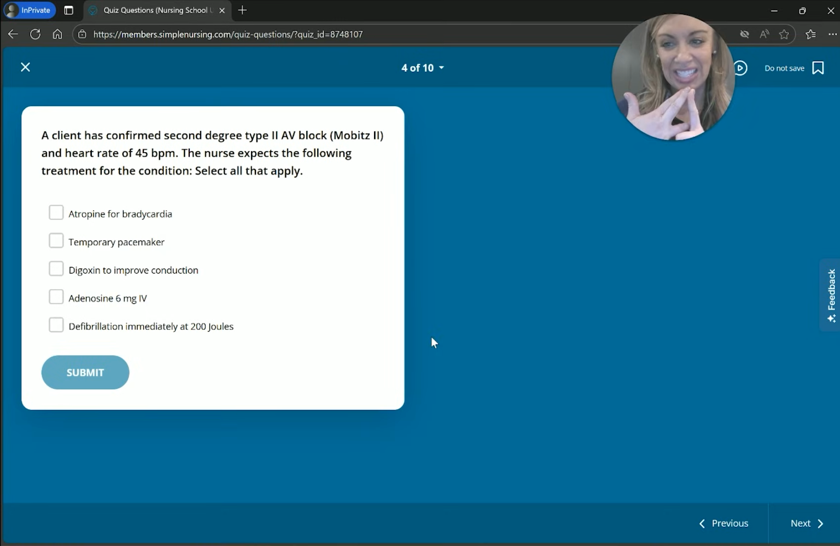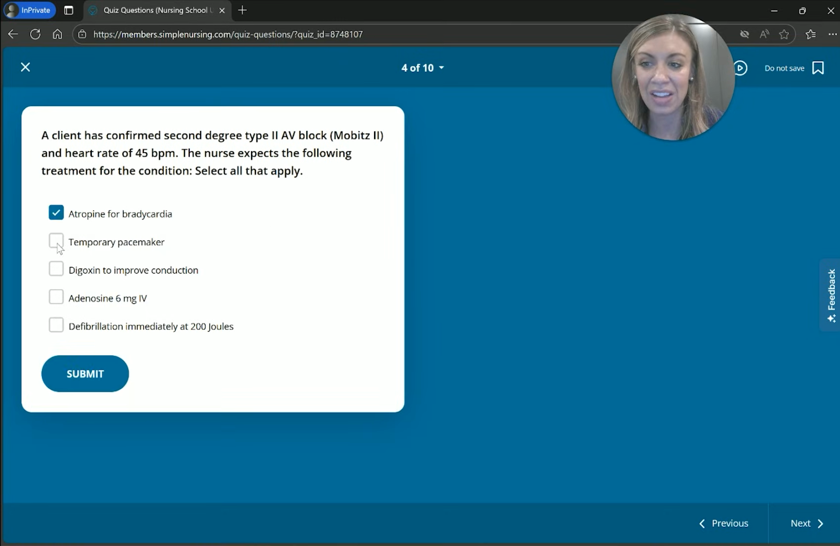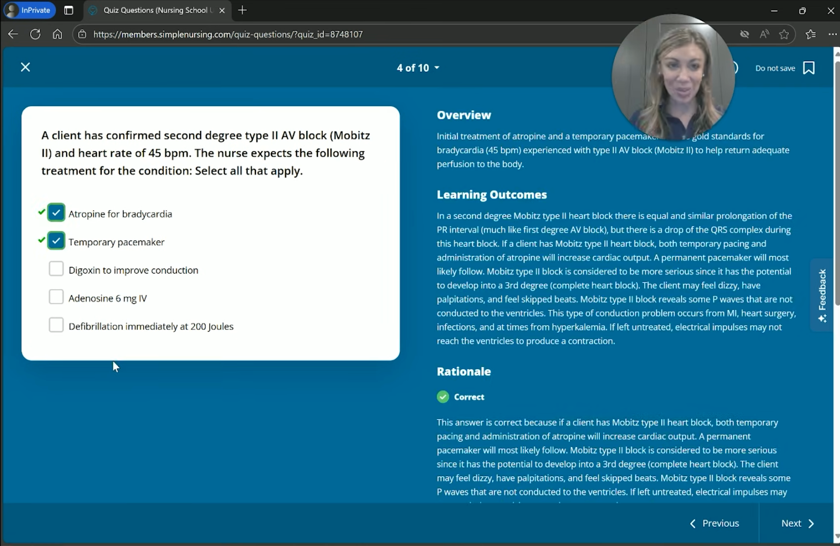I know it's not adenosine. So I'm going to say maybe atropine for the bradycardia and temporary pacemaker. Let's see. And those both are correct. So again, giving those rationales as to why things aren't correct.